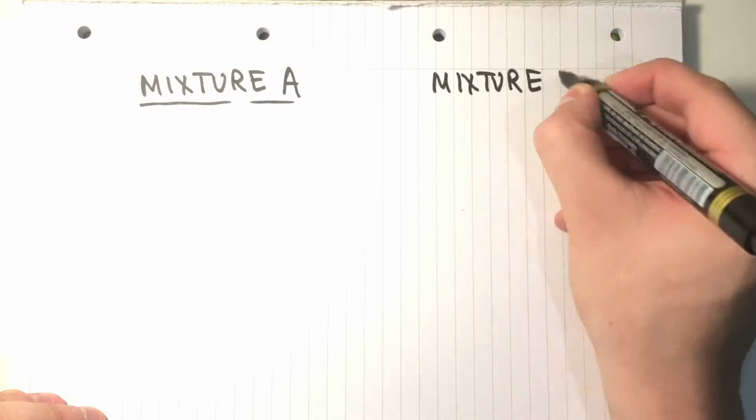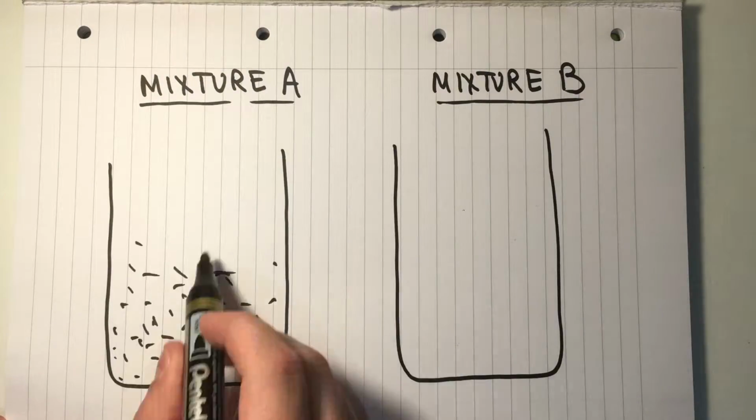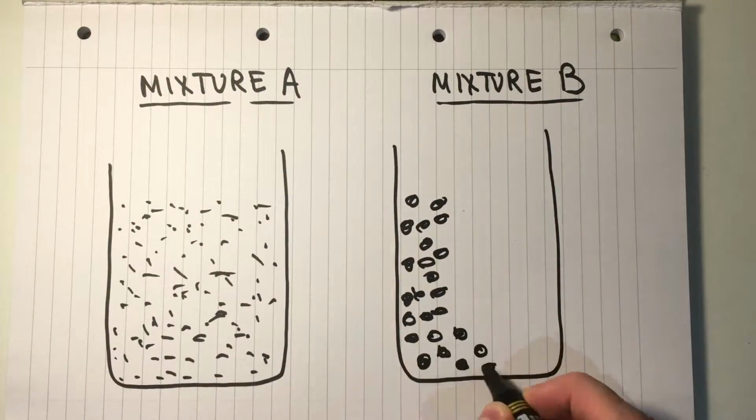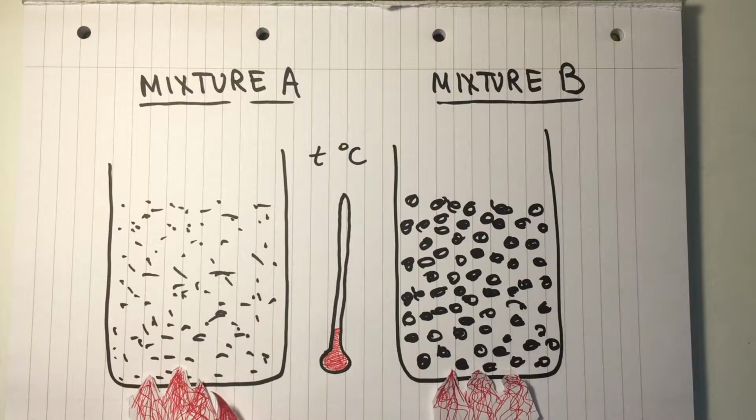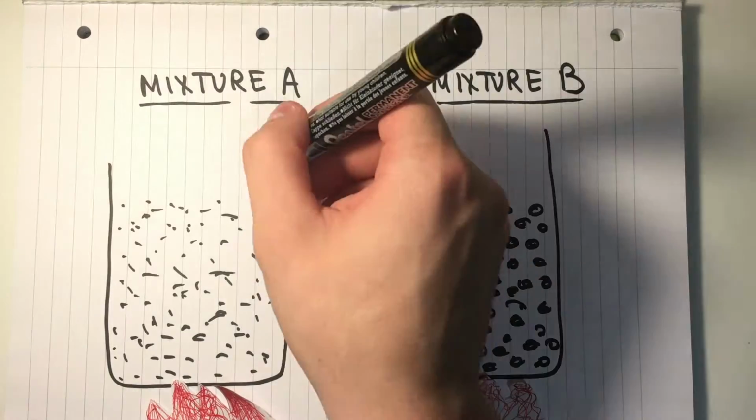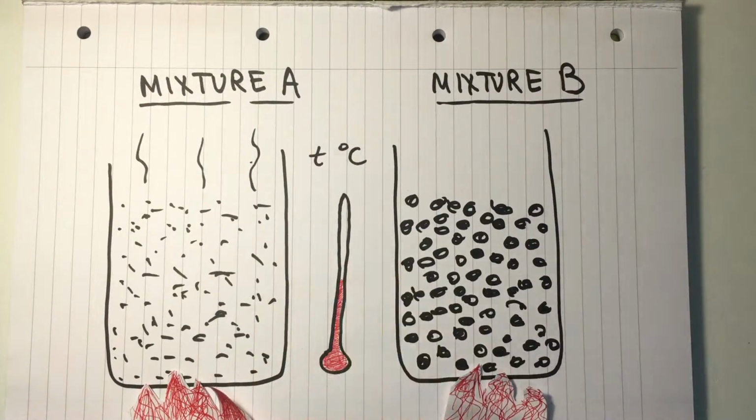Well, take mixture A and B. Mixture A is made of tiny light molecules and B is made of large heavy molecules. Naturally, the boiling point of A will be much lower than B because it would take a lot less energy to get the smaller molecules in A moving compared to the ones in B.